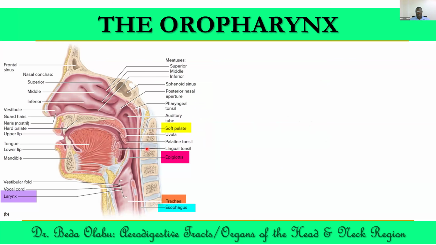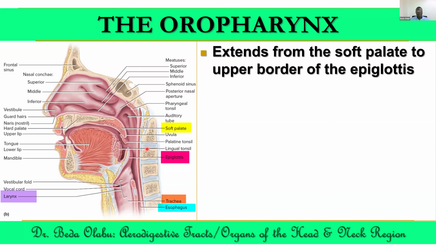Now let's talk about oropharynx. The oropharynx extends from the level of the soft palate there to the upper border of the epiglottis there. So this region is what we call the oropharynx.